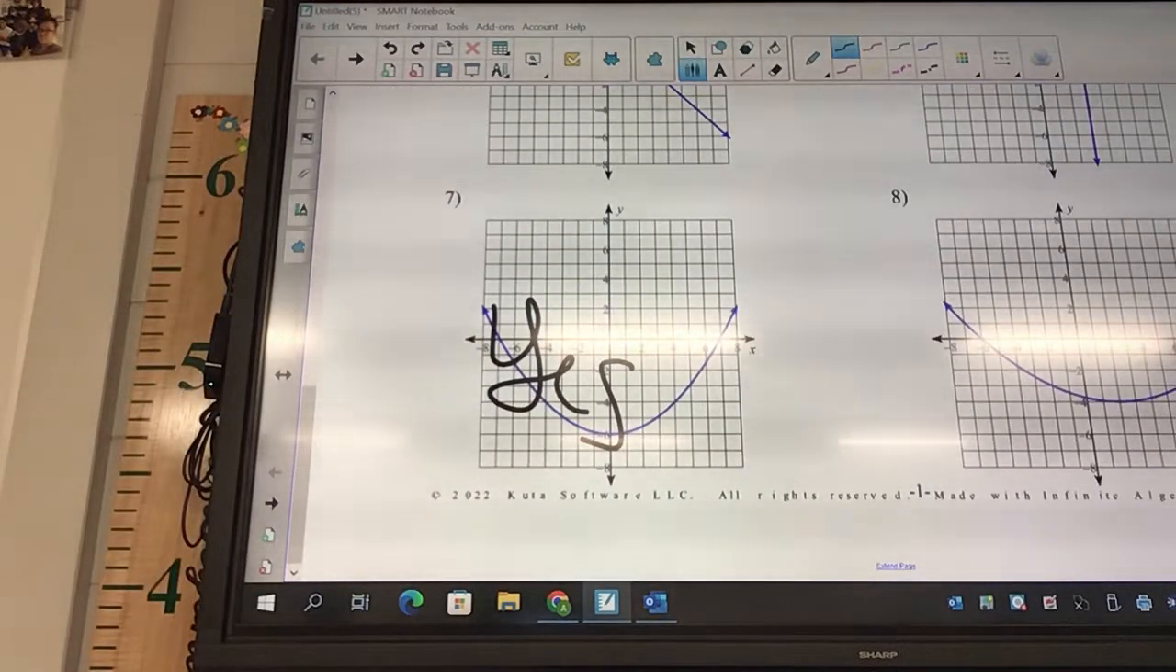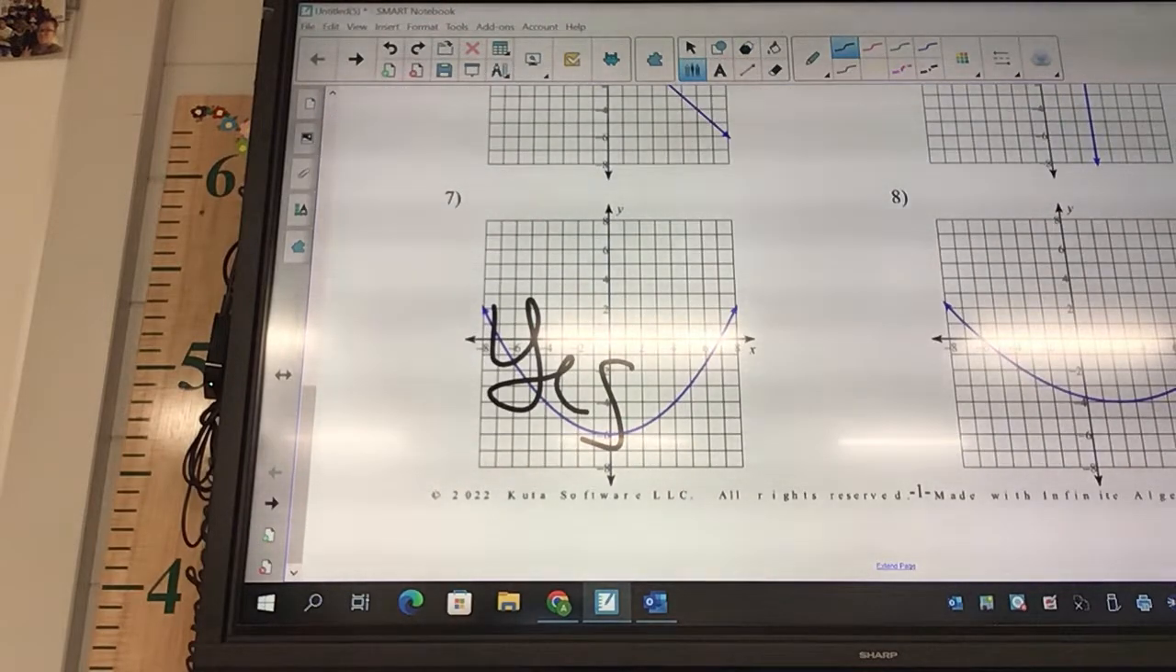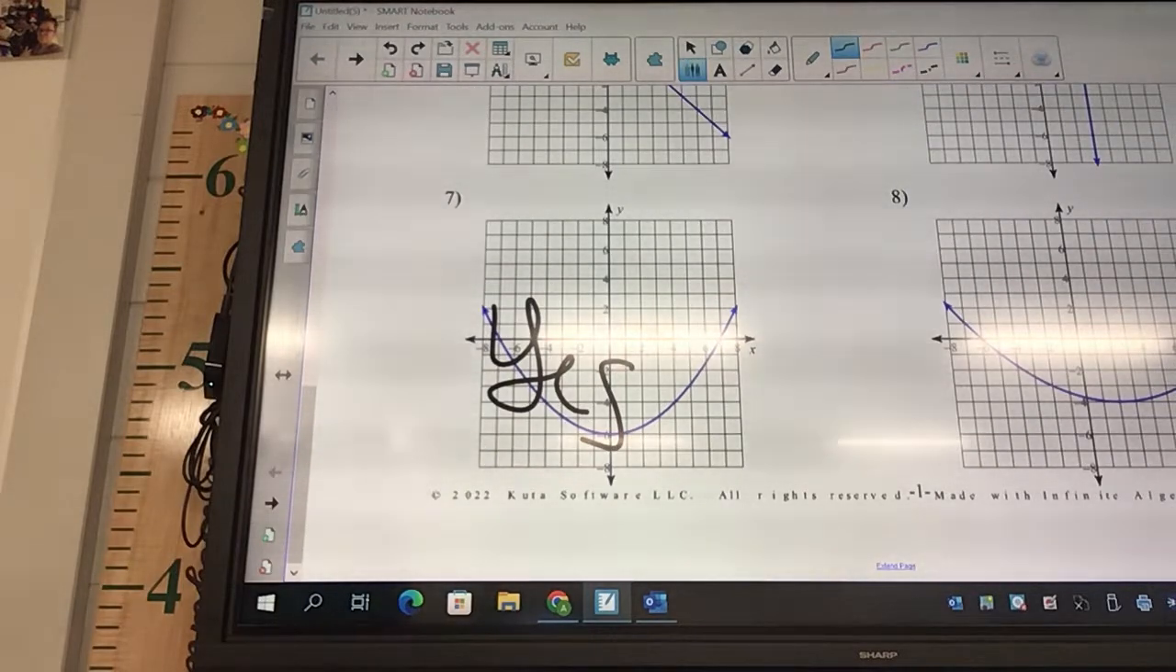Okay, and we talked about this yesterday. Anything that's sideways or a closed shape, circle, square, triangle, is probably not a function. Okay, so let's just keep that in mind.